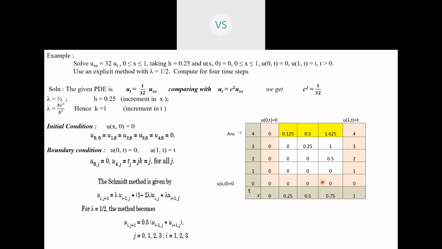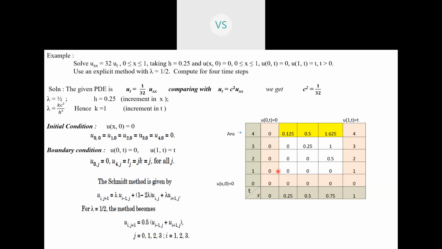And how have we obtained them? We have just performed addition or multiplication. So this is the explicit method. From the previous value, we are finding the nodal value. Now we know the values at t equal to 1 second. Now we have to find values at t equal to 2 seconds. For this nodal point, which is the left term? This is the left term, this is the middle term, and this one is the right term.